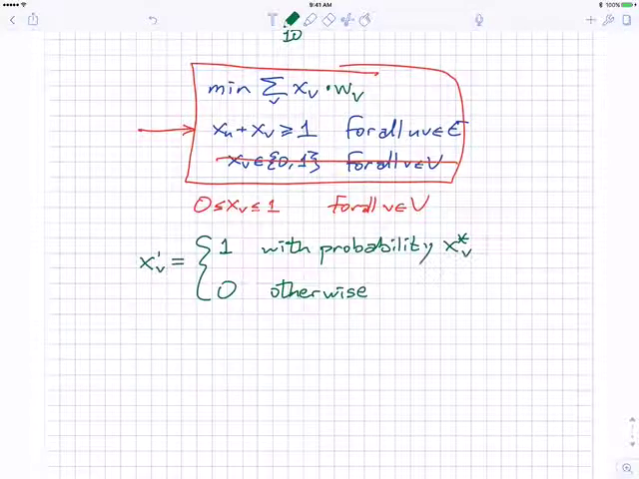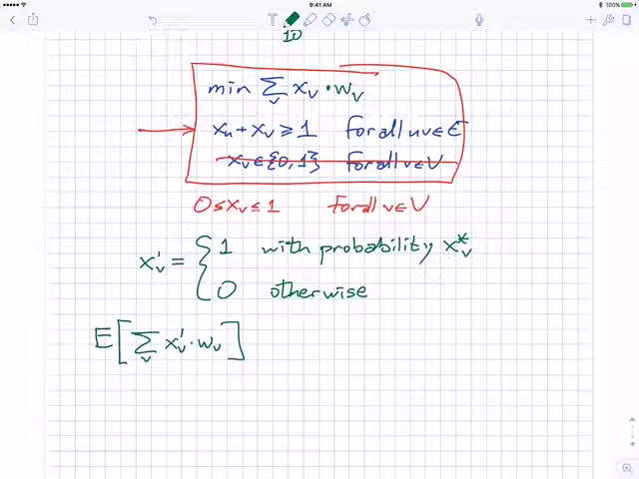Now, if I look at the expected value of the objective function after I do this rounding, what is it?